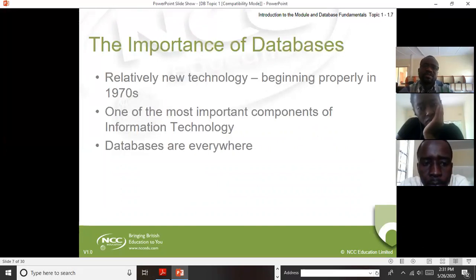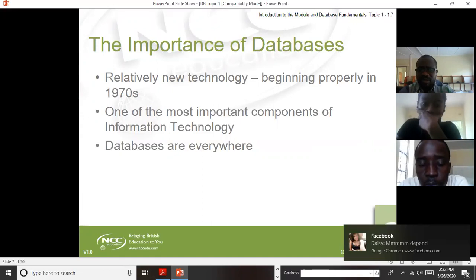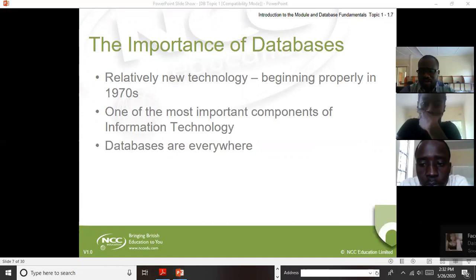So let's look at the importance of the database. It is relatively new, beginning properly in the 1970s. Although it started in the 1970s, some organizations are still doing manual systems, whereby they just have files and put things in the files. The systems are not yet introduced, although it started way back in the 1970s. So databases are one of the most important components of information technology.